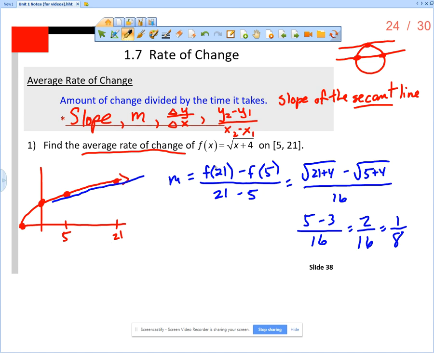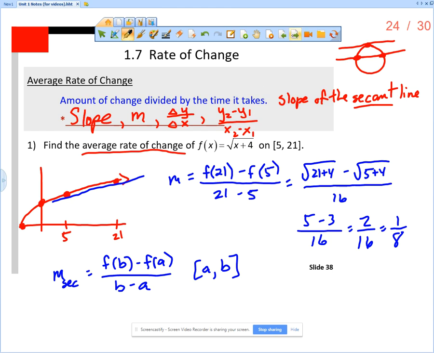So that is very simple, average rate of change. In general, we might write it like this, m, and then we write sub-secant, so slope of the secant equals f of b minus f of a over b minus a. And this is to find the average rate of change of f on the interval a to b. All right, so that is average rate of change.